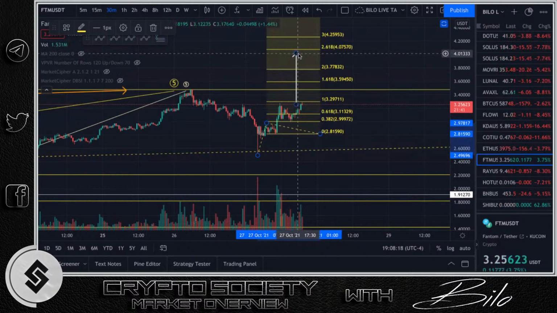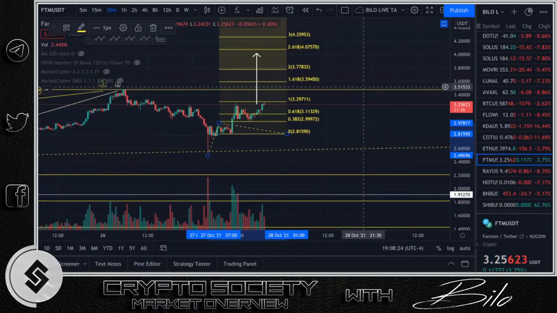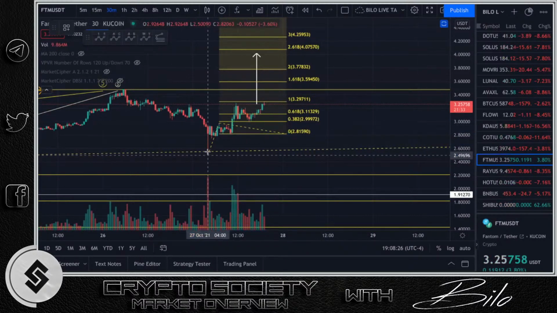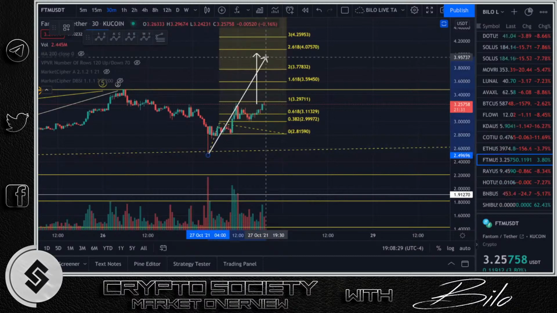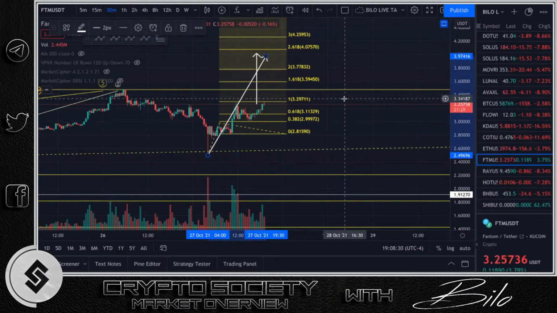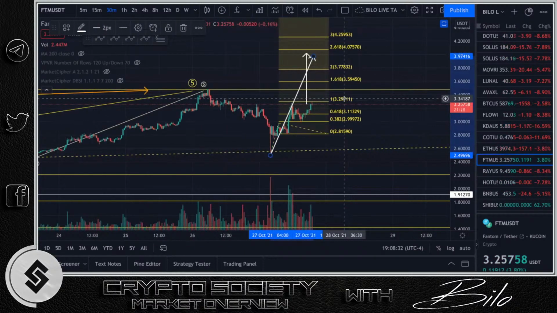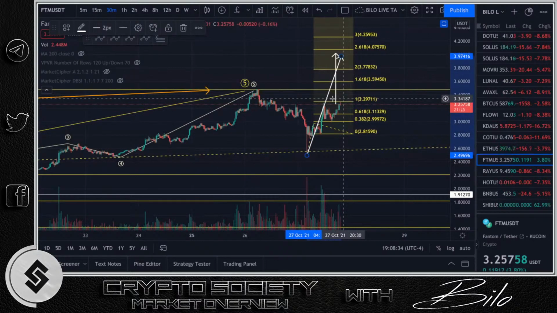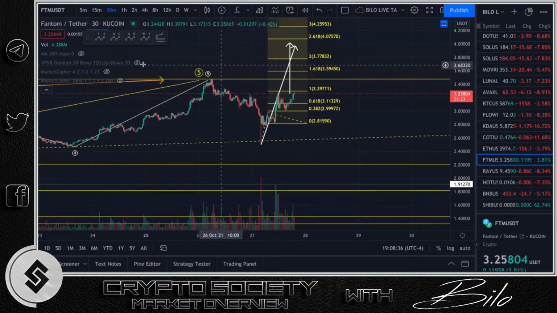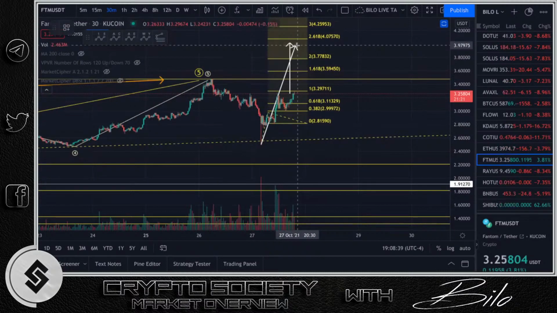So, believe it or not, this would just be wave 1 here. This entire thing is wave 1, nice, after the correction. And then wave 2 should be, hold on.